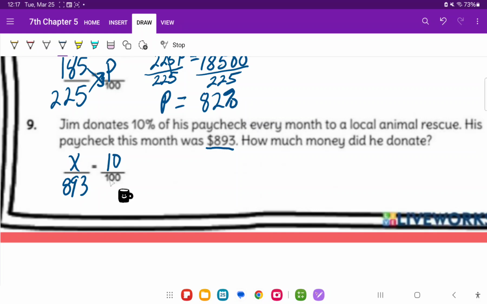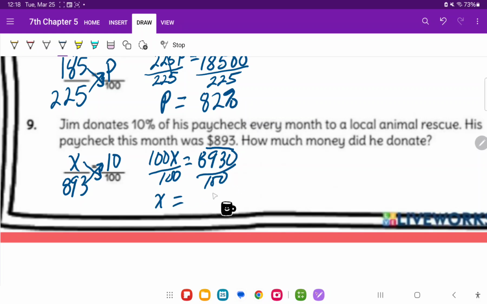All right, so we're going to cross multiply. So we'll have 100x. Then 893 times 10 is going to be 8,930. So then we'll divide by 100. So when you divide by 100, that's going to be $89.30.